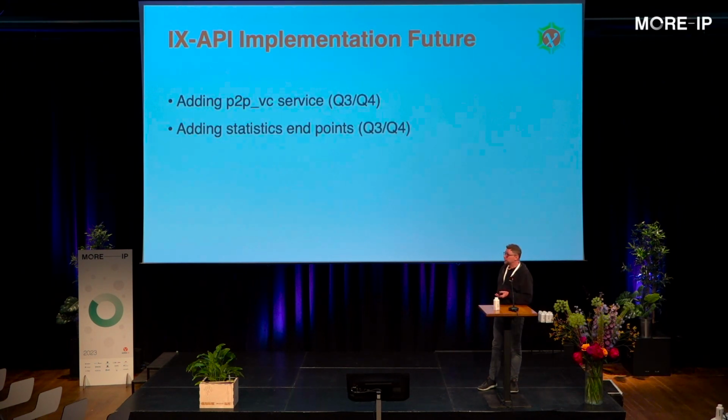So the future for the implementation for us is we do want to add the P2P VC service, so that's what we also call private interconnect. So you could order private interconnect services over the API, which is, I think, going to be very interesting, especially for partners and resellers. And the next thing where we think that end customers actually have some benefit would be to have statistics endpoints, and that is not going to be very difficult. Famous last words. And we expect all of this to kind of happen in Q3, Q4.